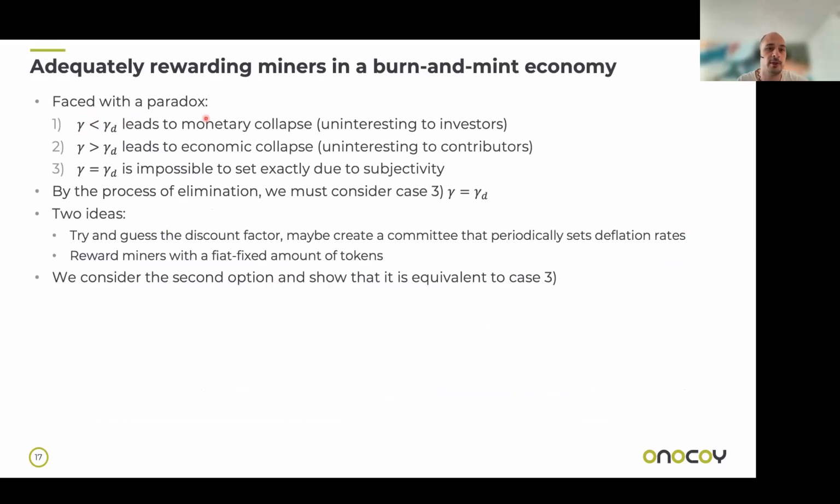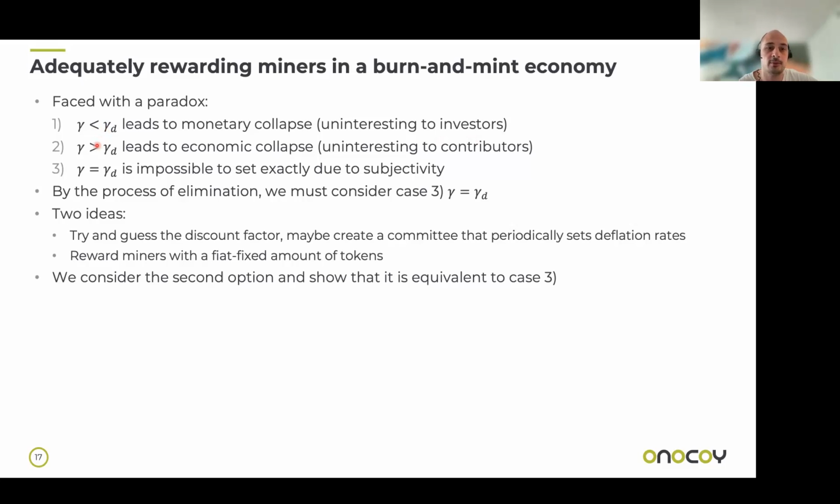So again, we're faced with this paradox. We got monetary collapse in case 1, where we're uninteresting to investors. That's a no-go. We can't do this. It makes no sense. Not just investors in the sense of who's going to invest in Onocoy. I mean it also in the sense of the people that expend their capital to switch from US dollars, or whatever your numeraire is, to our token. So who's going to actually buy our token? If our deflation rate is not fast enough or not good enough, then nobody.